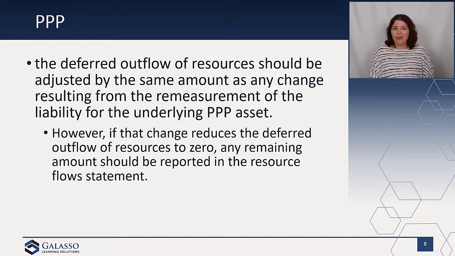And the deferred outflows of resources should also be adjusted by the same amount of any change resulting from remeasurement of the liability. However, if it goes below zero, you would obviously stop when it gets to zero, and then anything else would flow through the resource flows statement or the quote unquote income statement.